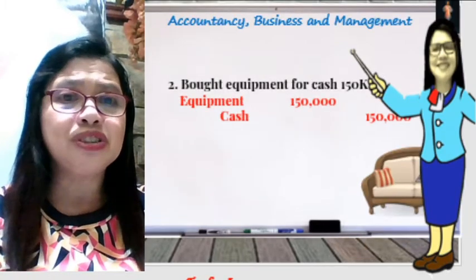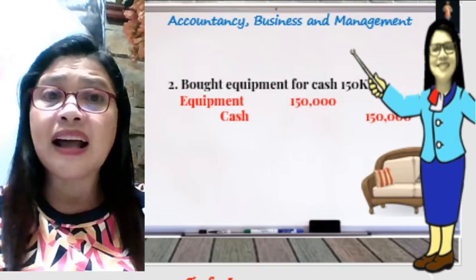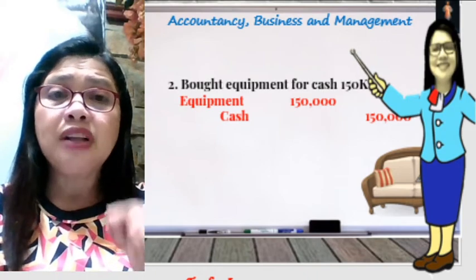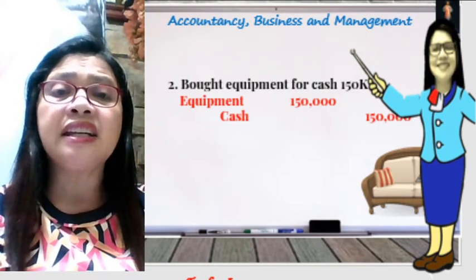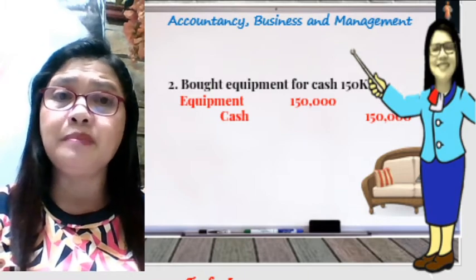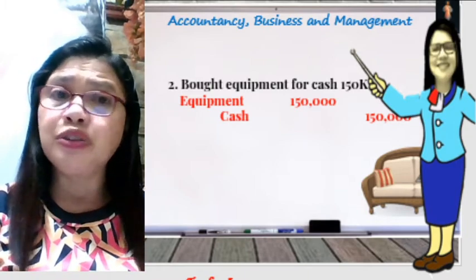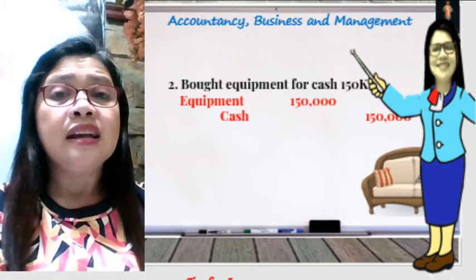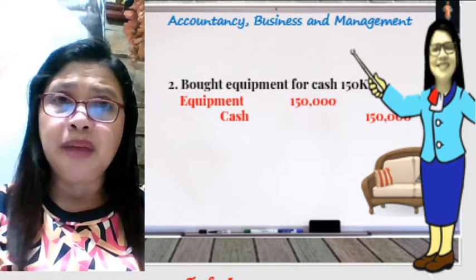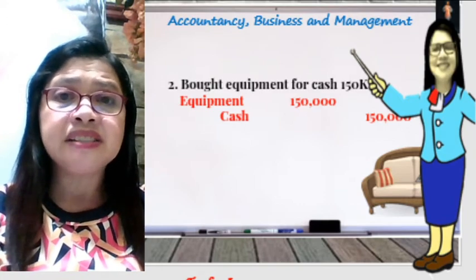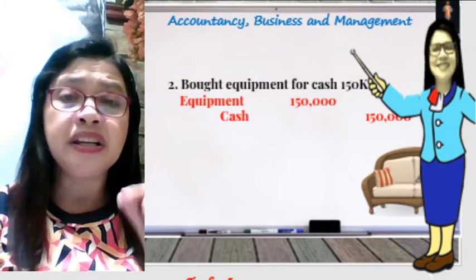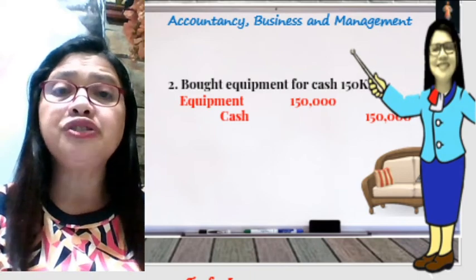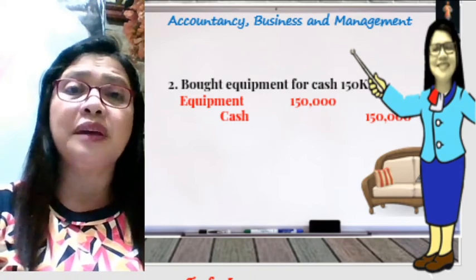Next, transaction number 2. Bought equipment for cash 150,000. Again, when you bought the equipment, there is an increase in another form of asset called equipment. Asset has a debit normal balance, and when you increase the asset, you follow the normal balance. So you debit equipment, because there is an increase in equipment by 150,000. And because you bought the equipment, there was disbursement of cash.